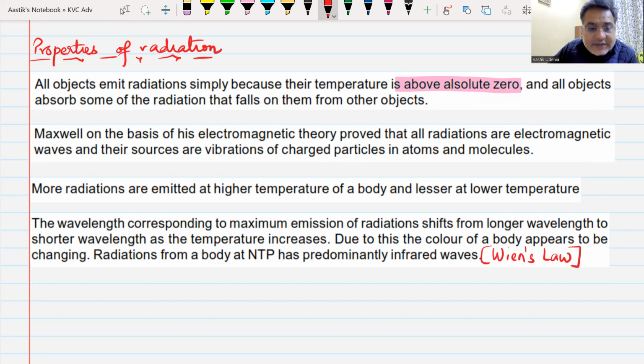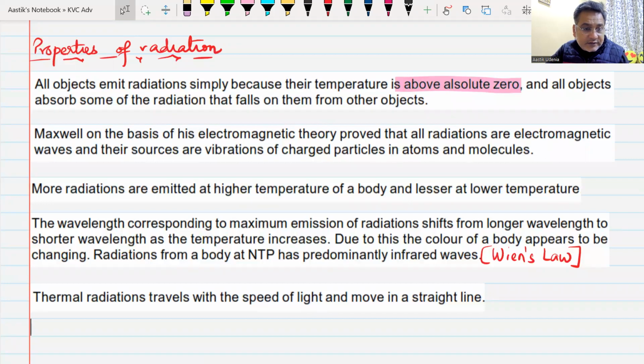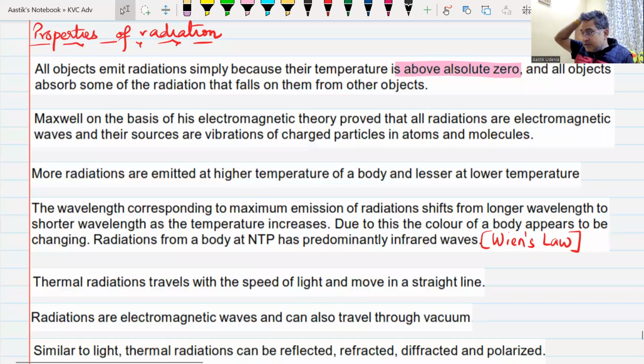All these thermal radiations are electromagnetic waves, so they can travel in vacuum and they travel with the speed of light. Do we understand this? Yes or no? Yes, sir. Just like light, they can be reflected or they can be refracted, diffracted, and polarized. So these are some of the properties of radiations.